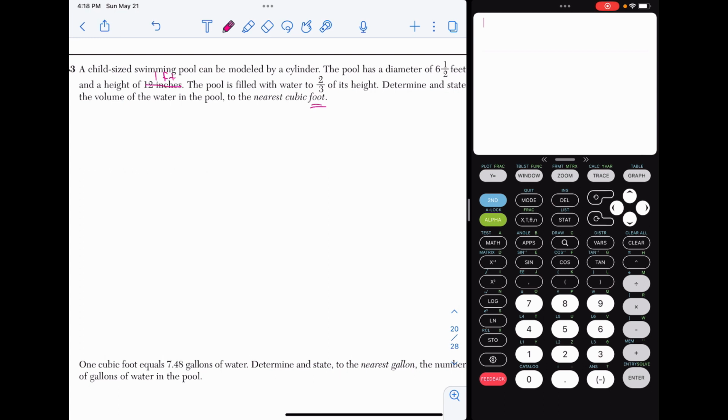All right, a cylinder. The formula for volume of a cylinder is on your reference sheet. It's pi r squared h. The radius is going to be 3.25 if the diameter is 6.5. The height is 1, but we only want it filled 2/3 as high, so 2/3 of 1 is just 2/3. And we're going to find this to the nearest cubic foot. So let's put this all in our calculator, just like this.